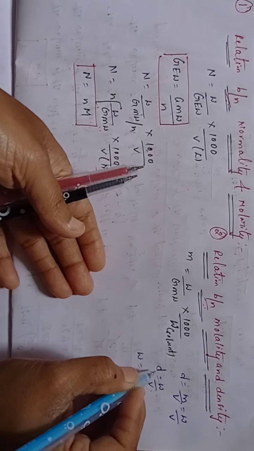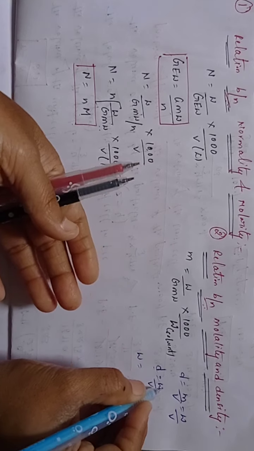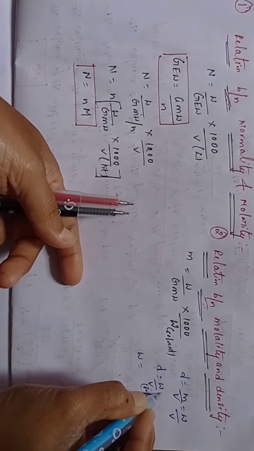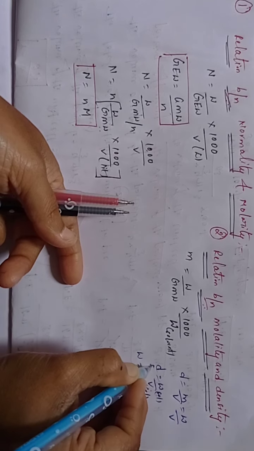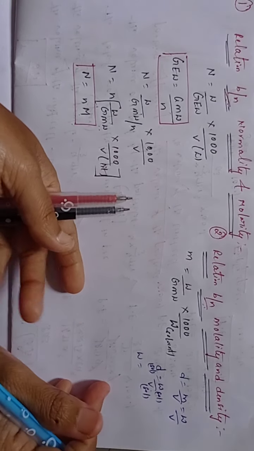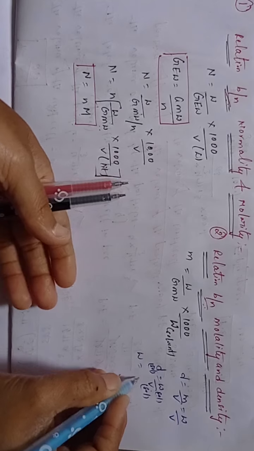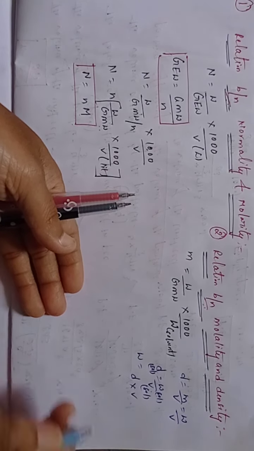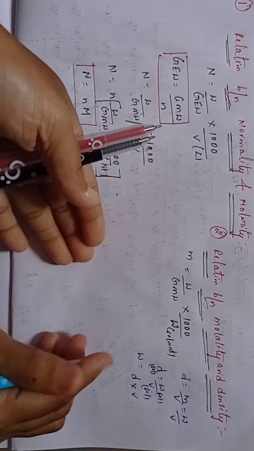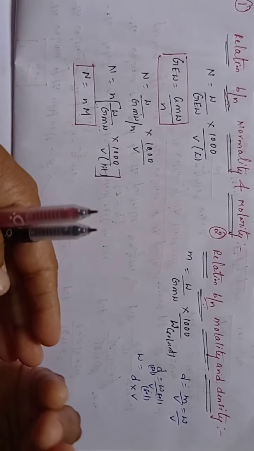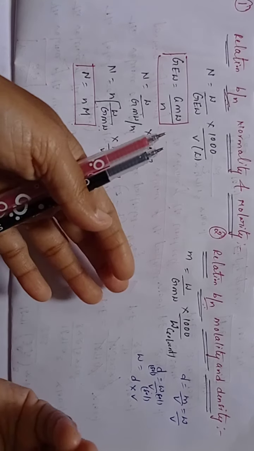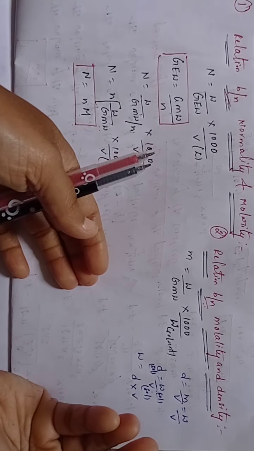So the density of the solution is equal to the weight of the solution by the volume of the solution. Clear this one. This is the volume of the solution, the weight of the solution, and this is the density of the solution. Clear, students? Now the weight of the solution is equal to density into volume, correct? Now the weight of the solution is nothing but what, students? Solute plus solvent, kada. So the weight of the solution means solute weight plus solvent weight, correct?